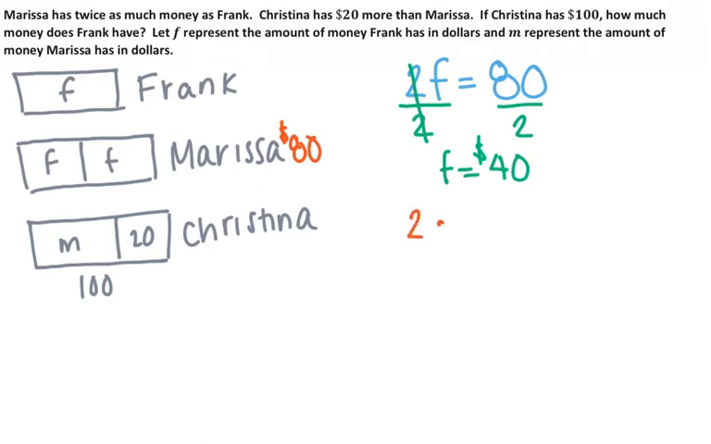So it would be 2 times 40 is equal to 80. So 2 times 40 is 80, which is equal to 80. So our answer of $40 is correct.